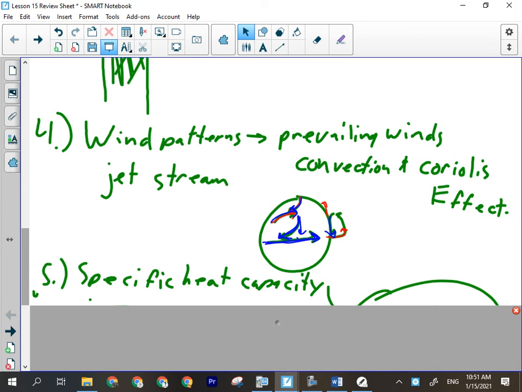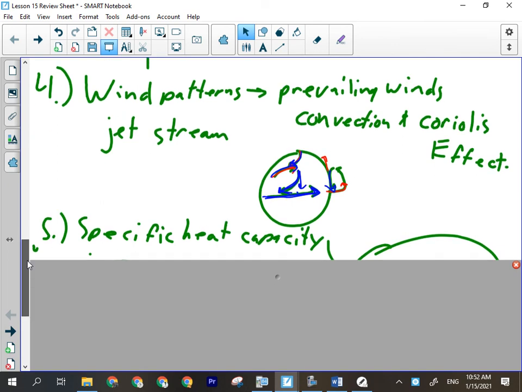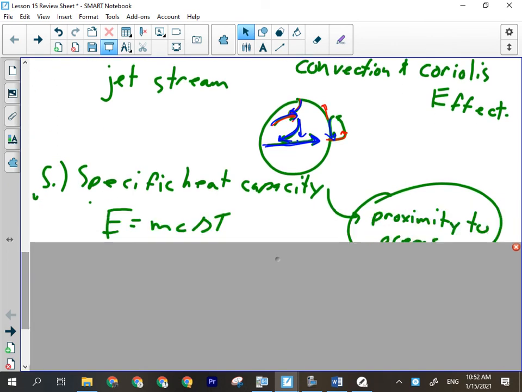Water has a high specific heat capacity. That's why being close to the ocean can affect your climate. The ocean doesn't change temperature very much when it loses or gains energy, so it can regulate the temperature of cities that are near the ocean. All right, so specific heat capacity will be asked about in those ways.